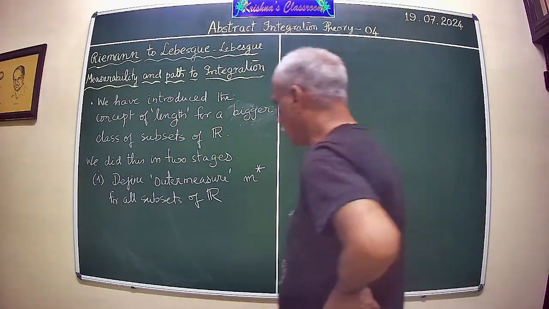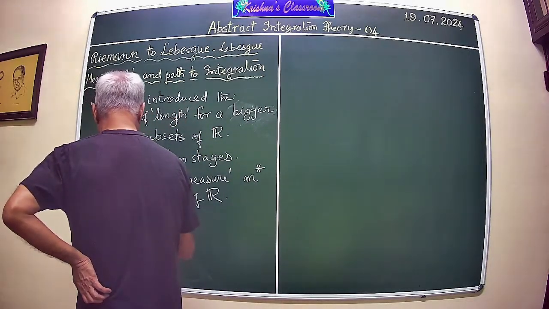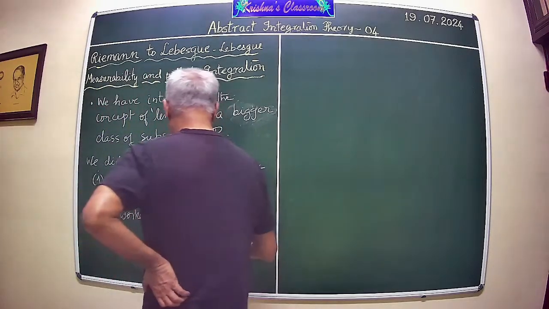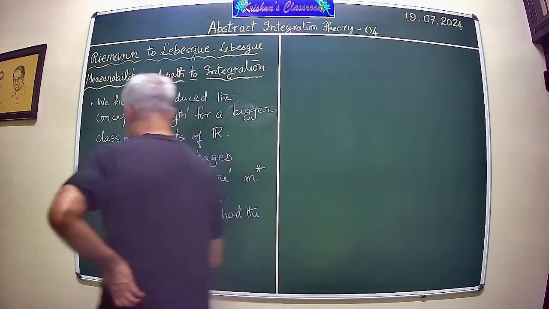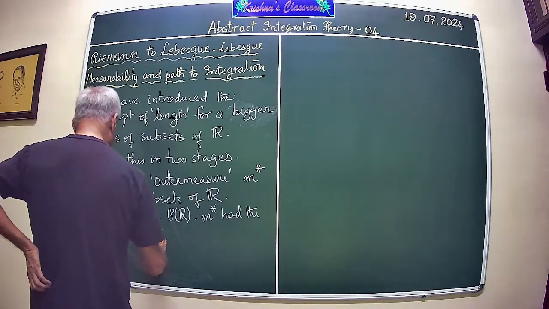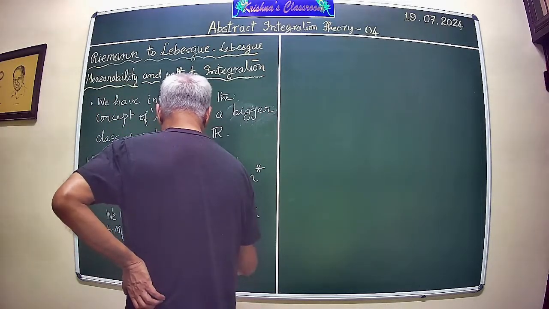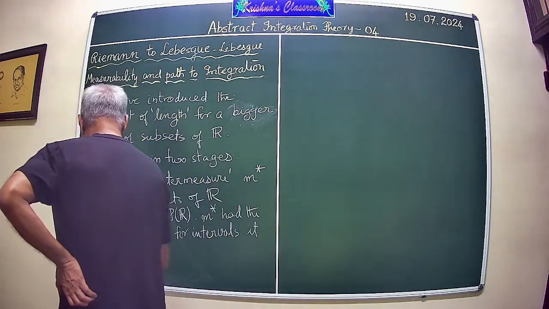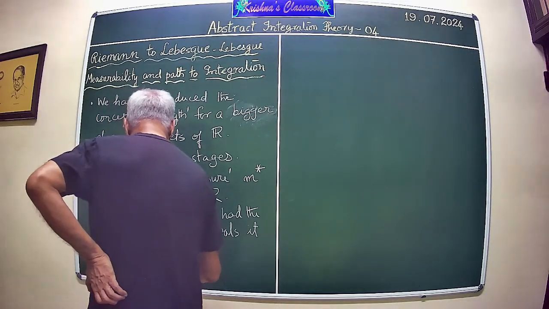So we worked on R. And m star had the property that for intervals it coincided with its conventional length.